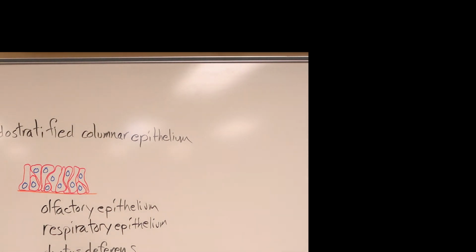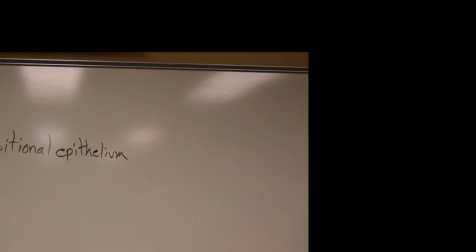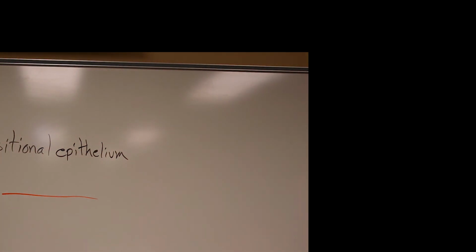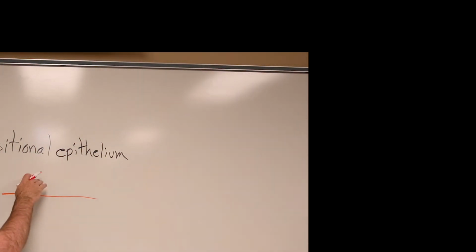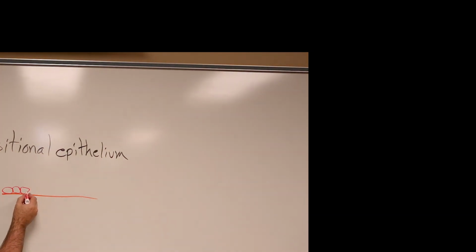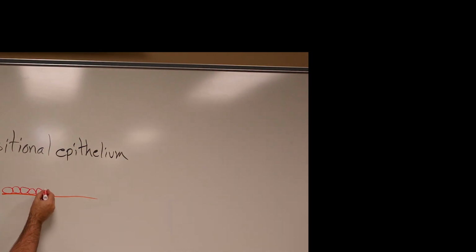Next, transitional. Our final epithelial type. Cells rest on a basement membrane. Transitional is stratified. It has multiple layers of cells. It's not called stratified transitional, I guess, because there's not a simple transitional. You have a number of smaller cells down at the base of transitional epithelium. And then as you go up, the cells get a little bit bigger.